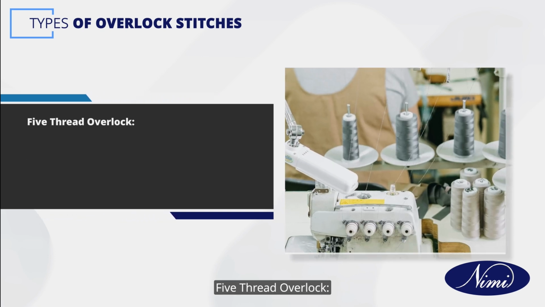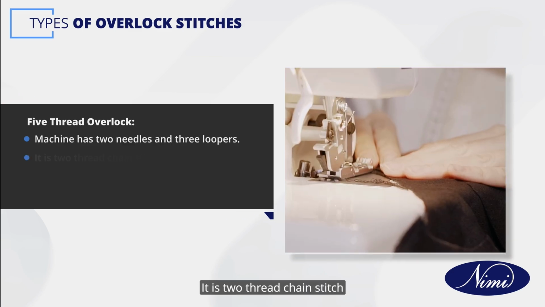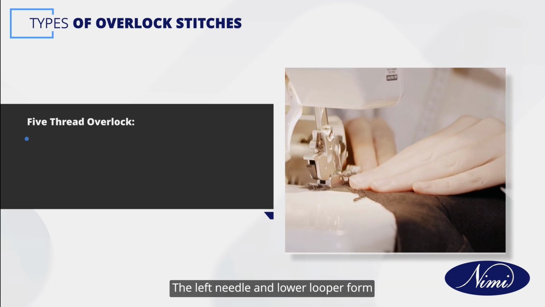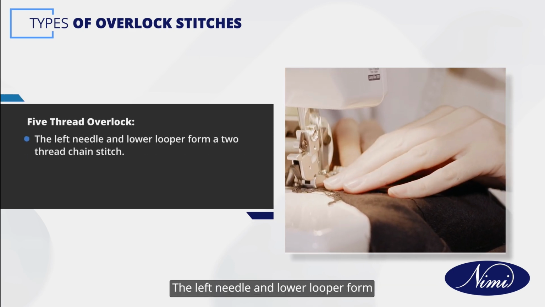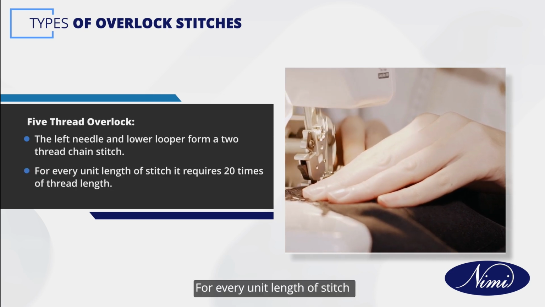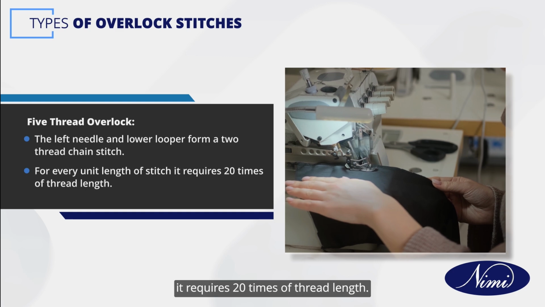5-thread overlock. Machine has two needles and 3 loopers. It is 2-thread chain stitch combined with a 3-thread overlock. The left needle and lower looper form a 2-thread chain stitch. For every unit length of stitch, it requires 20 times of thread length.